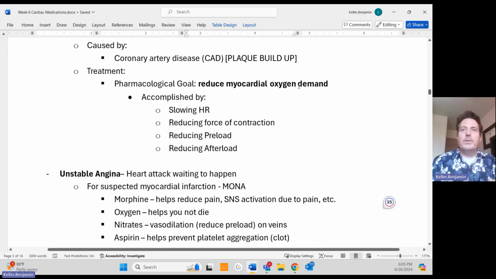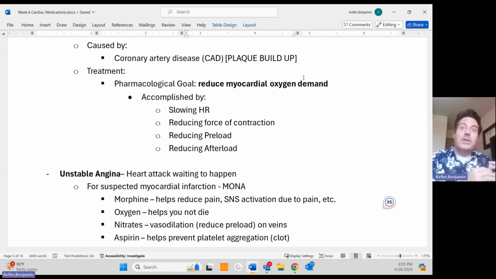So the goal is to reduce the amount of myocardial oxygen demand. That's a fancy way of saying we need to tell the heart to chill out. Chillax, man. So we can do that by slowing the heart rate. We can reduce the force of contraction so it's not doing this all the time. This takes some energy, but if we can make it go, okay, this is nice, let's go a little slower. Let's reduce the preload so it doesn't have to push as much blood out. Let's reduce the afterload so it's all chill and those blood vessels are nice and wide and open, and now it's going with the flow. And that's what we want to do with these medications.